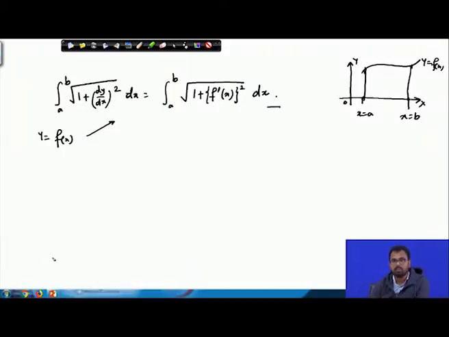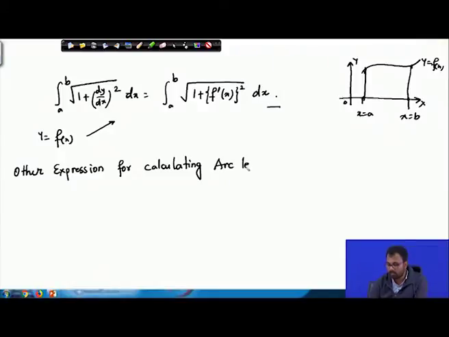Now, the equation cannot always be given in the Cartesian coordinate system. It can also be given in the parametric Cartesian or polar coordinate system. So how can we calculate the arc length? There are formulas for such coordinate systems as well, so we write other expressions for calculating arc lengths.